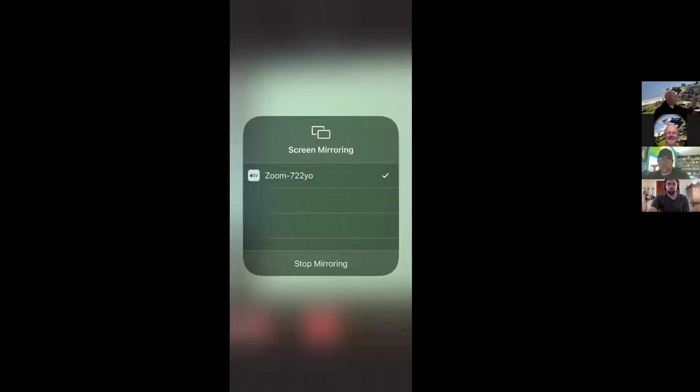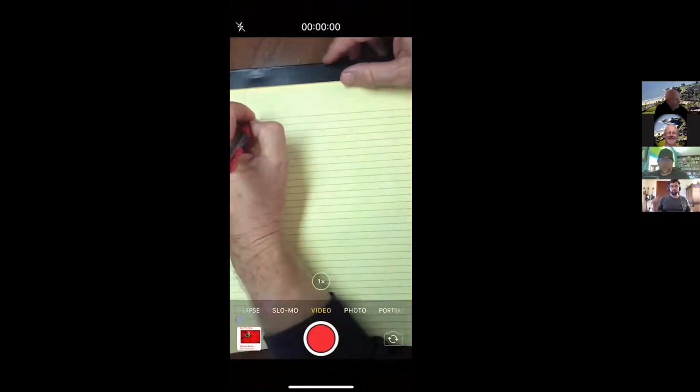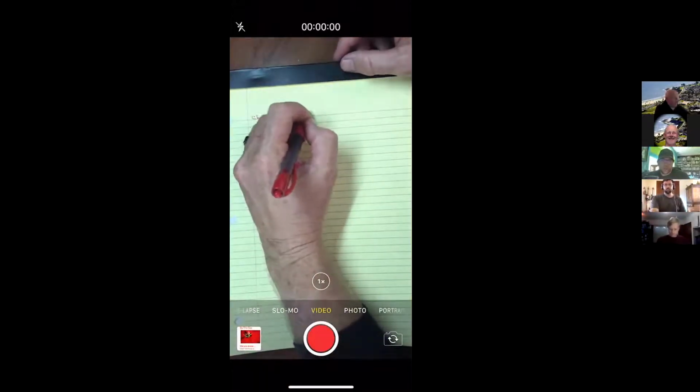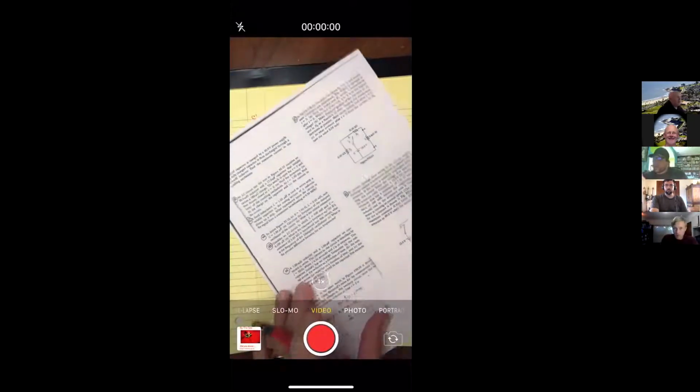All right, and so let me begin by connecting my phone so you can see my work here. While the phone is connecting, let me read the question. I'll write it down on my paper here. Okay, so chapter 32, number 44. Actually, I printed this one, the second page, because I kind of messed up here.